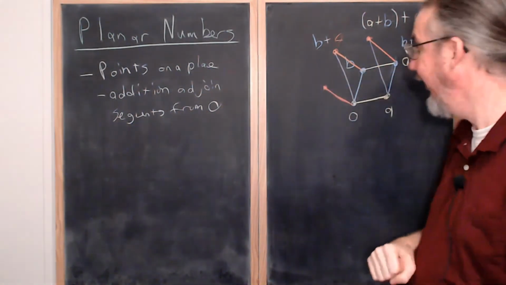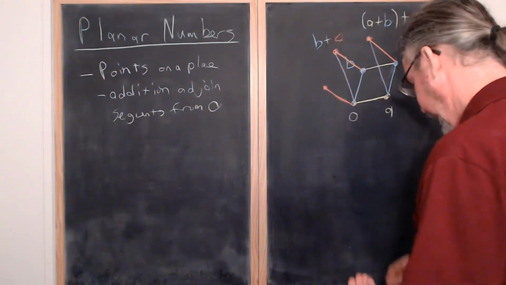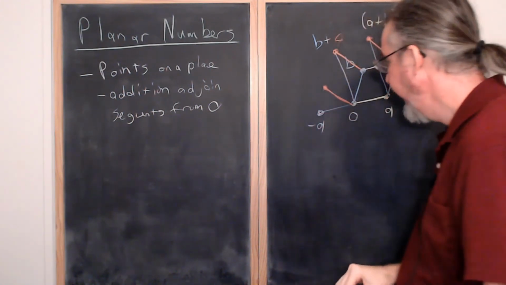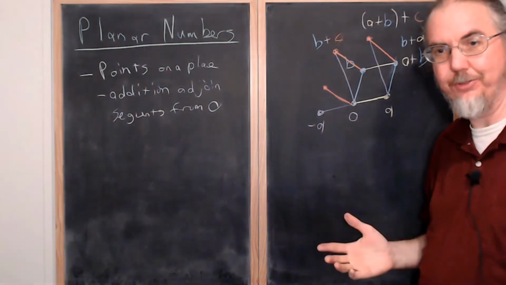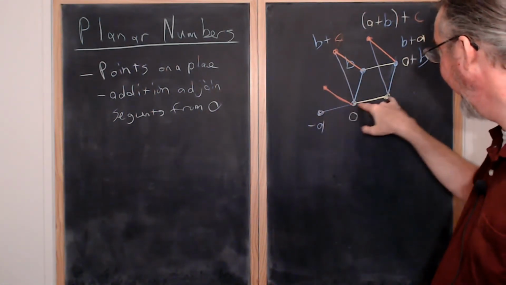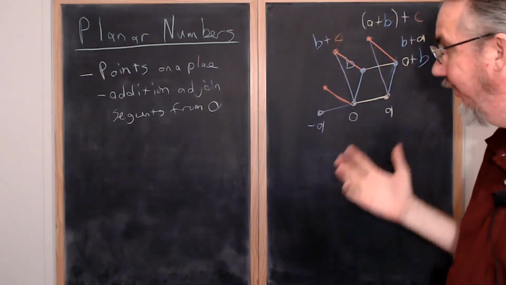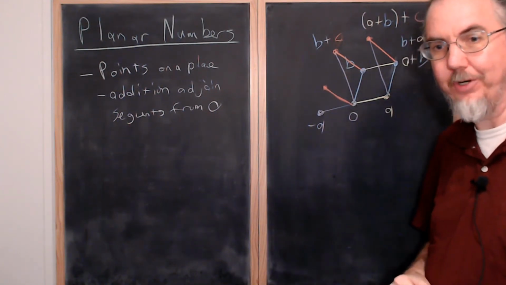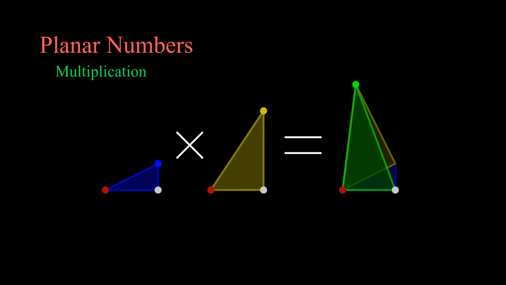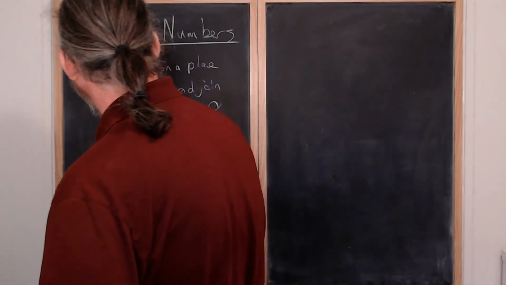So it is associative. And we actually have the inverse because I could take this A, go in the other direction, and negative A is going to be right here. So we have all of the properties of a group that we want for our addition. It has an identity element. We have inverse elements. It's commutative. They are associative. So we have all of the properties that we want for addition. So that is how we add our planar numbers. Adding is actually pretty straightforward. Multiplying is not quite as straightforward.